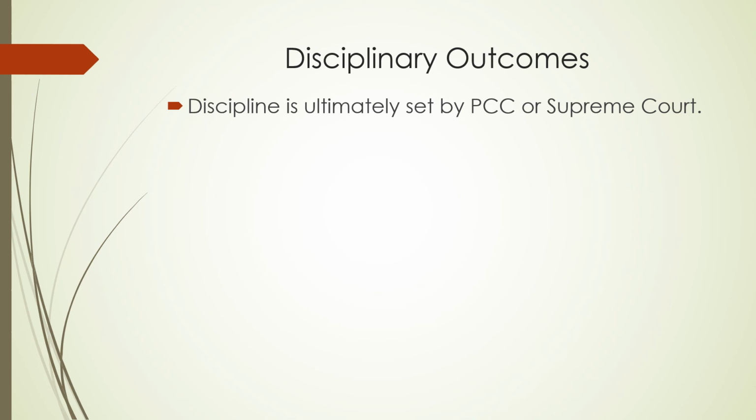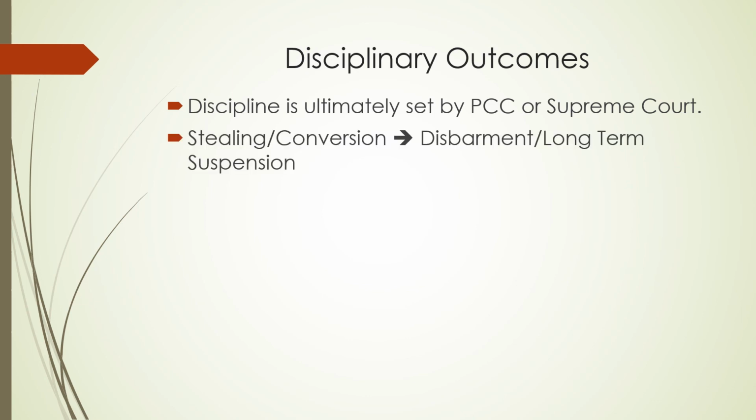I will add that the most compelling downward departure available for trust account violations is for self-reports. The Professional Conduct Committee seems to be giving great weight to self-reports as a mitigating factor. In cases involving stealing or conversion, disbarment is the most likely outcome. There may be some very compelling circumstances in which a long-term suspension may be possible, but stealing or converting client funds will more likely than not result in disbarment.